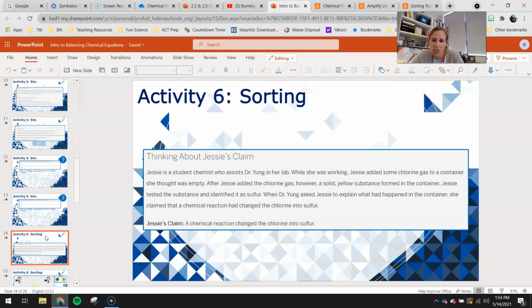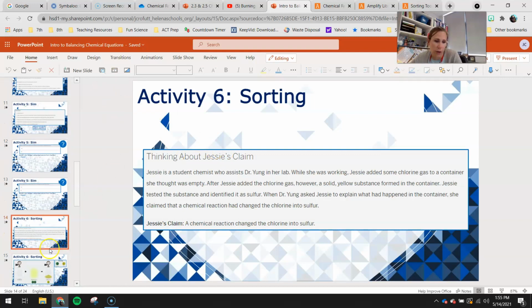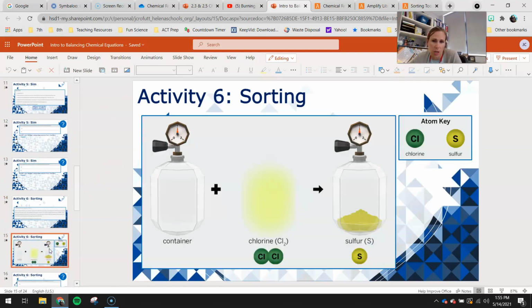When Dr. Young asked Jesse to explain what had happened in the container, she claimed that a chemical reaction had changed the chlorine to sulfur. Okay, so we've got to think about that one. Jesse's claim is that a chemical reaction changed the chlorine to sulfur. So let's take a look at an image that represents what was going on with Jesse. She had this supposedly empty container. She squirted in some chlorine gas, and then poof, now she has this solid substance.